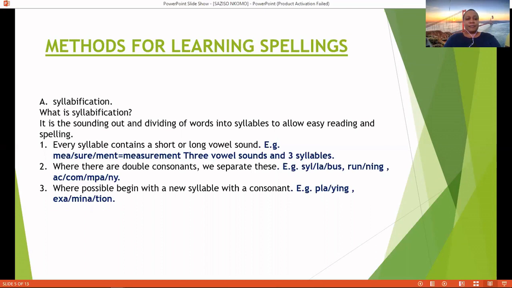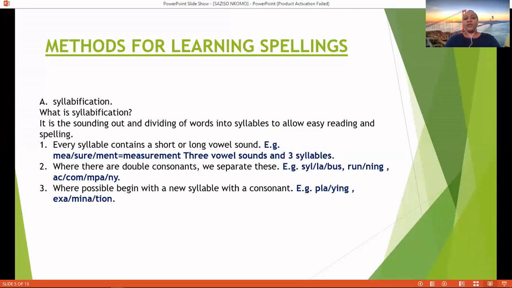Number 1, every syllable contains a short or a long vowel sound. E.g., measurement. The word is measurement, but when you break it into syllables, it will be 3 syllables: mea, sure, and ment. 3 vowel sounds, 3 syllables. When you break the word that way and sound it, it will be easy to spell it out.